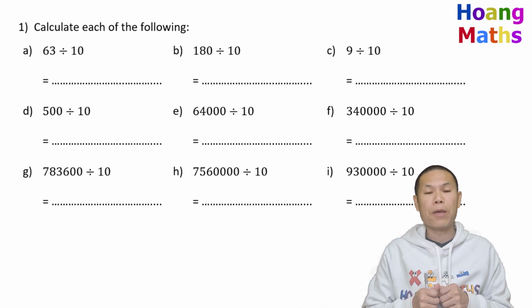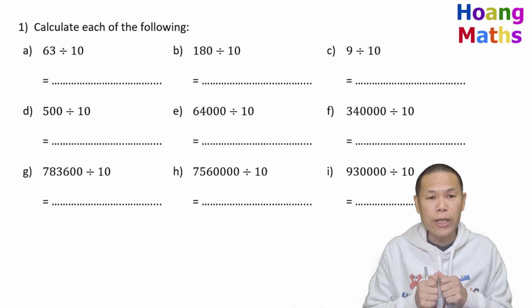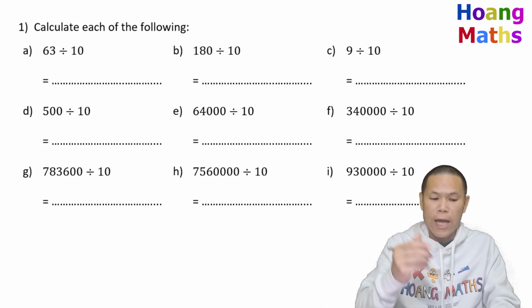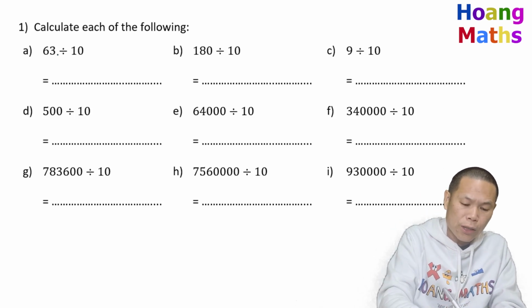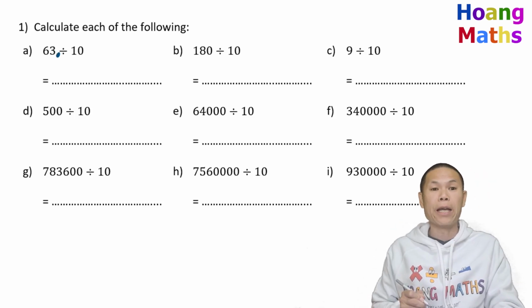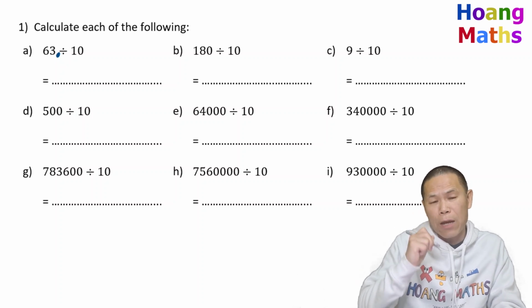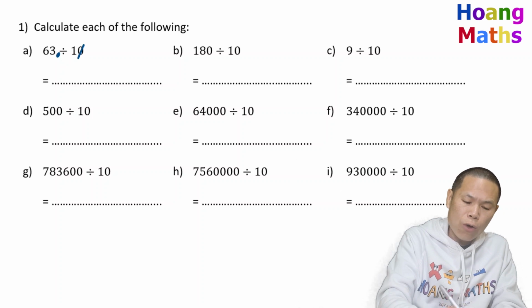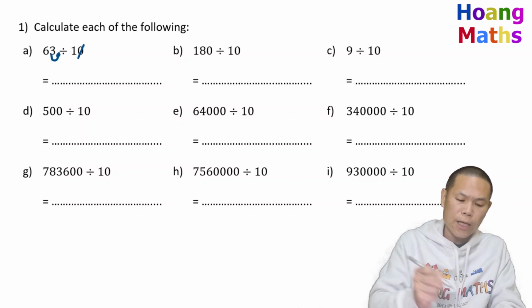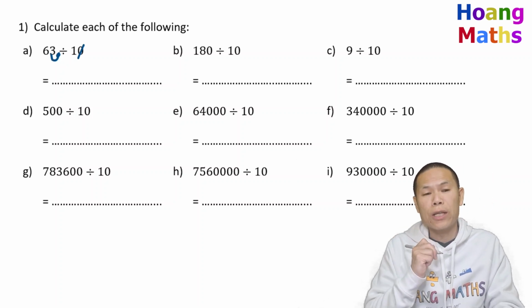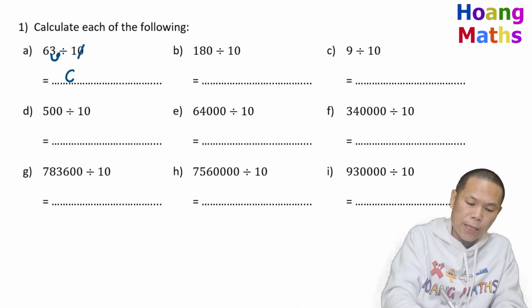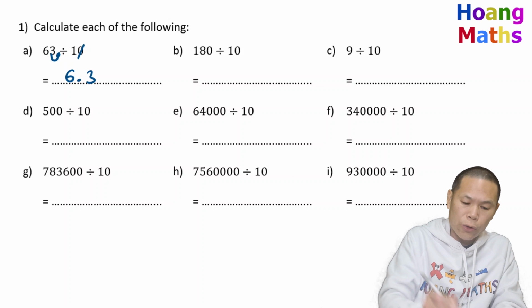So first one, part A, 63 divided by 10. So no decimal point, it means it's right at the back of 63. So the decimal point is right at the back here. So we divide by 10 and we know that the answer should be smaller. So we cancel this 0 by moving this decimal point 1 unit to the left. So it becomes 6.3. So the answer is 6.3.